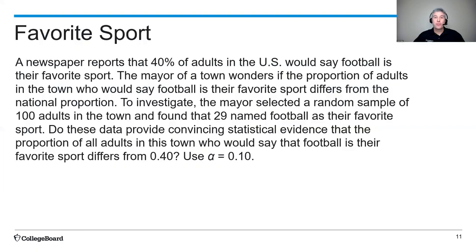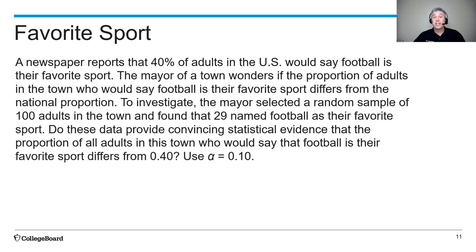Let's take a look at a familiar example. A newspaper reports that 40% of adults in the US would say that football is their favorite sport. The mayor of a town wonders if the proportion of adults in the town who would say football is their favorite sport differs from the national proportion. To investigate, the mayor selected a random sample of 100 adults in the town and found that 29 named football as their favorite sport. Do these data provide convincing statistical evidence that the proportion of all adults in the town who would say that football is their favorite sport differs from 0.4?